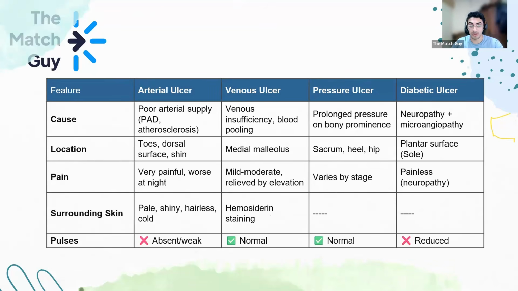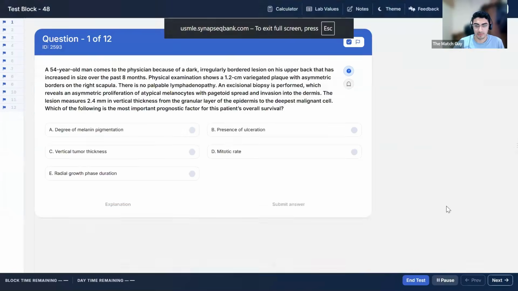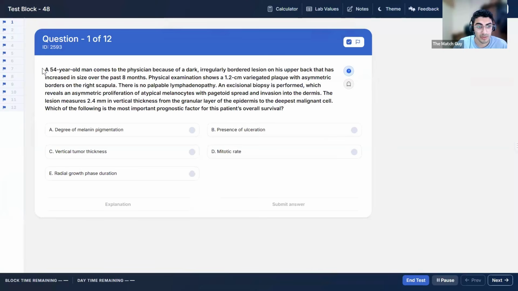Nice. So let's start with our questions from the Synapse QBank. Let's go through this question. A 54-year-old man comes to the physician because of a dark, irregularly bordered lesion on his upper back. Physical examination shows a 1.2 variegated plaque with asymmetric border on the right scapula. There is no palpable lymphadenopathy. An excisional biopsy revealed asymmetric proliferation of atypical melanocytes. So now I know he's talking about melanoma. He's asking which of the following is the most important prognostic factor for this patient's overall survival.